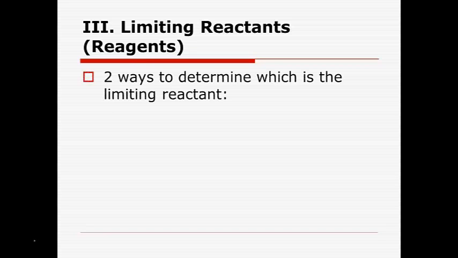Now, there are two ways you can figure out which is the limiting reactant. Let's say we've got a problem here. A is going to react with 2 moles of B and you get C and D. Let's say we had 30 grams of A and 10 grams of B. Are they both going to get used up? Is one going to be left over? And if so, which one? So, how do we figure out which one is the limiting reactant? Which one gets used up?